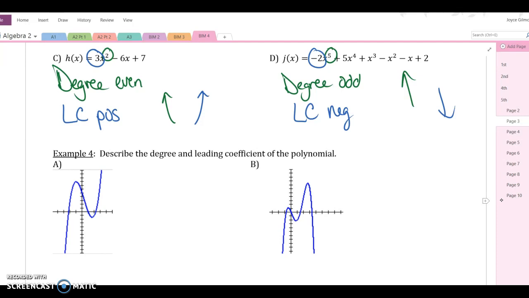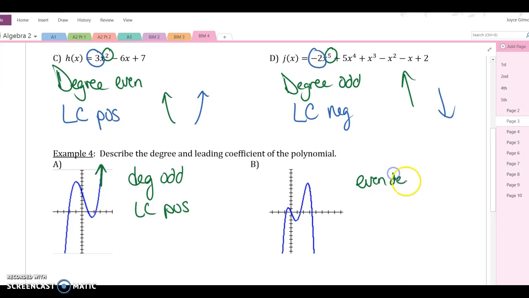Now, in example 4, this is like test prep. If I gave you a graph like this and 4 possible polynomials as a multiple choice test, could you figure out which polynomial goes with this function simply based on the end behavior? So in A, it looks like the degree must be odd because they point in opposite directions. The right side points up, so the leading coefficient must be positive. Even degree because they point in the same direction. Right side points down, so negative leading coefficient.